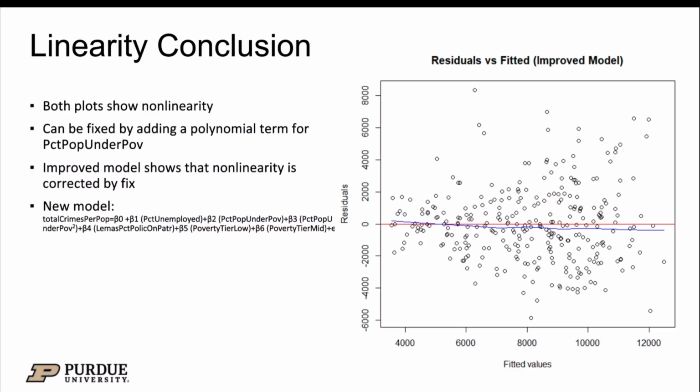The new model would be total crimes per population equals beta 0 plus beta 1 times percent unemployed plus beta 2 times percent population under poverty plus beta 3 times percent population under poverty squared plus beta 4 times percent police on patrol plus beta 5 times poverty tier low plus beta 6 times poverty tier mid plus the random error.